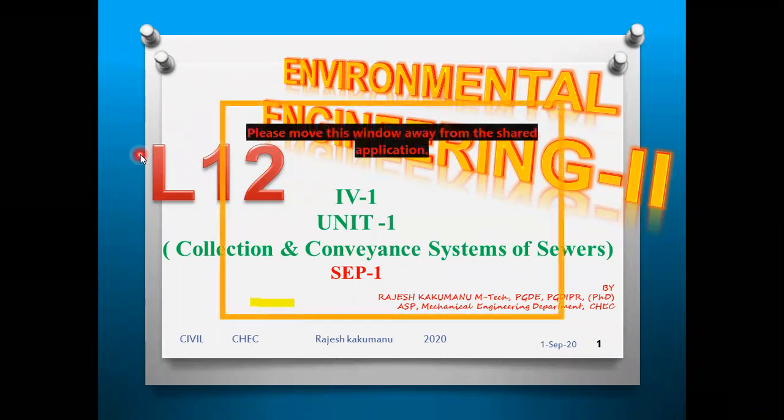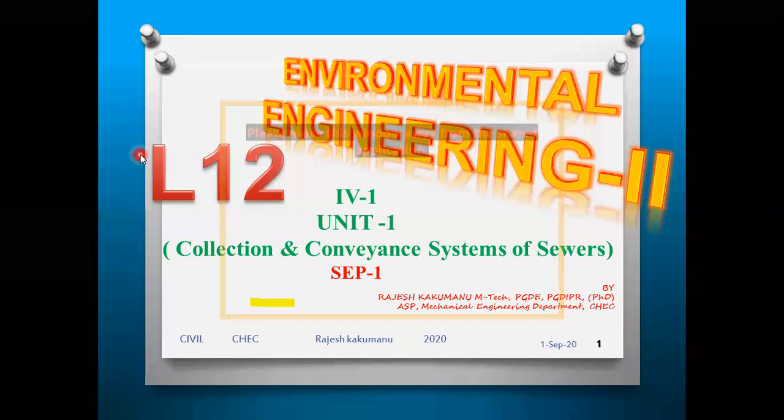Today we are dealing with the topic collection and conveyance systems of sewer management. Right. So in the last class we discussed the appurtenances. Appurtenances means the accessories or the devices which are used for the design of a sewer system along the line of the sewer system, such as manholes, cleanouts, right? The deep manholes.